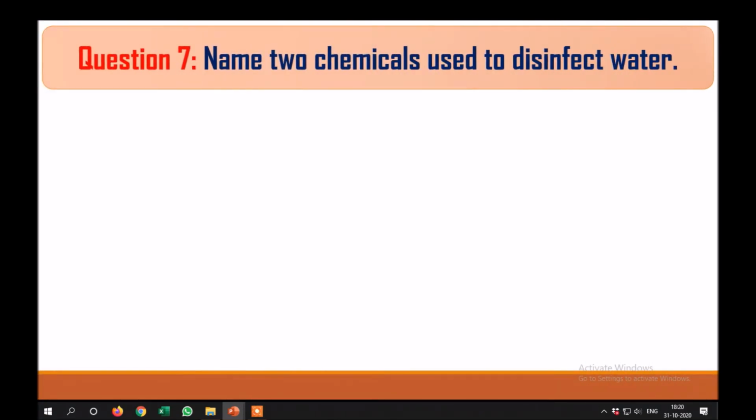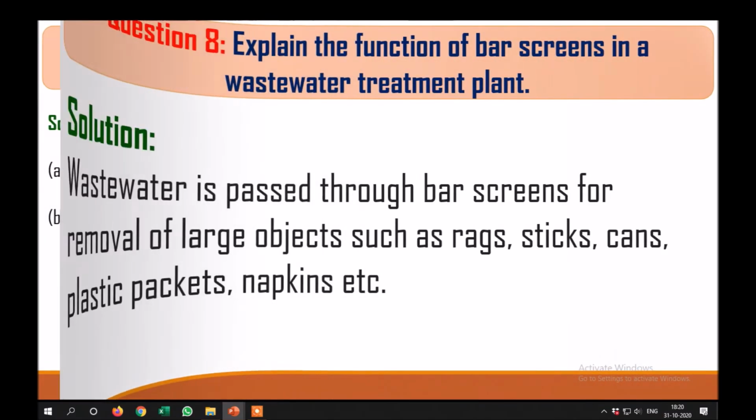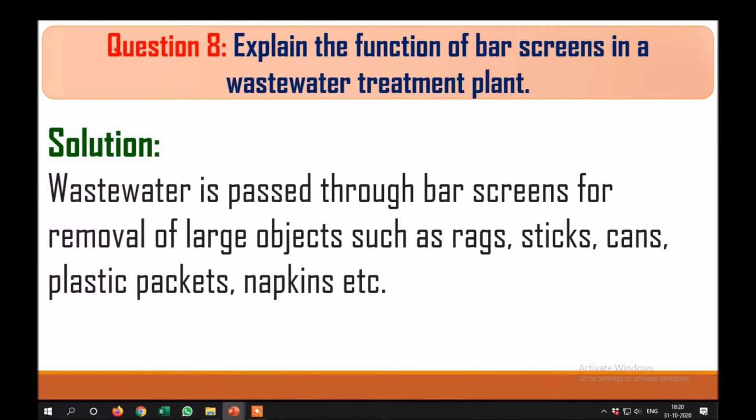Next question is, name two chemicals used to disinfect water. The answer is ozone and chlorine. The next question is, explain the function of bar screens in a wastewater treatment plant. So the wastewater is passed through bar screens for removal of large objects such as rags, sticks, cans, plastic packets, napkins, etc.